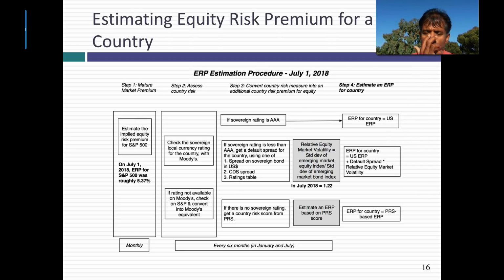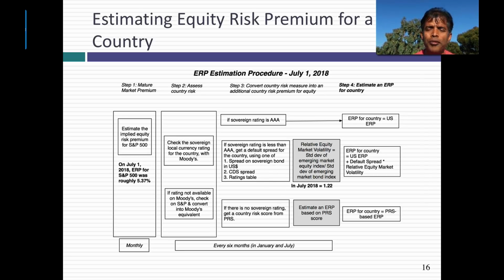So on July 1st of 2018, here's how I estimated equity risk premiums for individual countries. I started by estimating an equity risk premium for the US. I do this at the start of every month by doing an implied equity risk premium for the S&P 500. At the start of July 2018, that number was 5.37%. I call that my mature market premium. Then I look up the sovereign rating for your country. Remember, there are 141 countries which have sovereign ratings. I use that rating to come up with a default spread for your country.